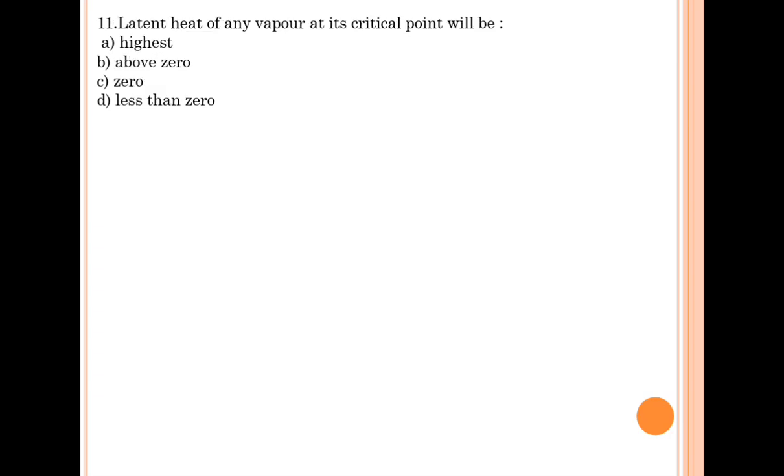Question 10. Thermocompressor is commonly used for. So here, thermocompressor is basically used to increase the low pressure steam to high pressure steam and make it usable. So here the answer is B, that is upgrading low pressure steam to high pressure steam. Then question 11. Latent heat of any vapor at its critical point will be 0. 0 is the answer, that is option number C.